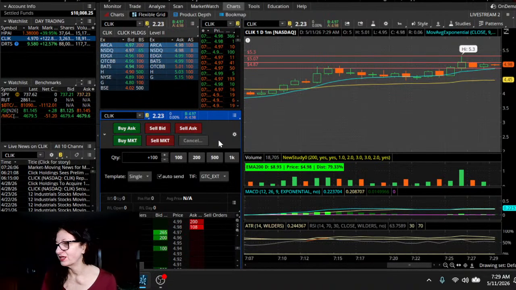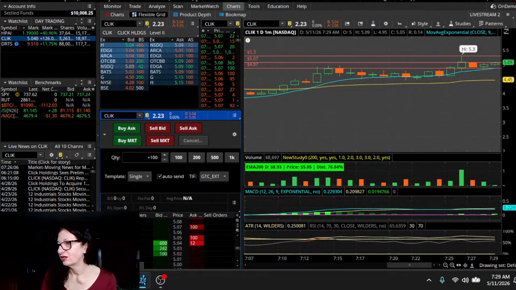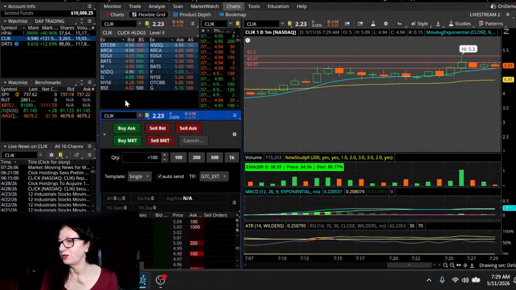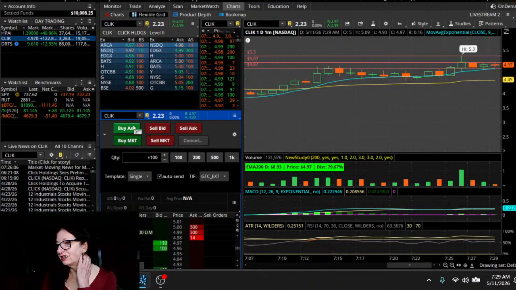I'm curious if it's going to go, if it's going to break out. This looks like it would be cleaner because look, the volume bars came back really clean. Okay.